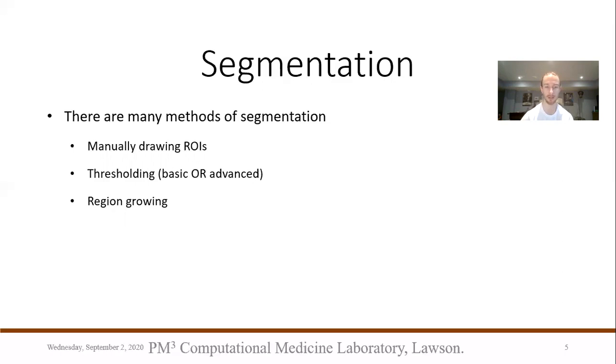Next is thresholding, and this is basically setting a certain brightness value and saying anything above this brightness value is going to be within my desired volume, and anything below is going to be outside of the volume, or vice versa. And there are some slightly more advanced versions of thresholding that I'm not going to get into. This can be a fairly good method for segmentation, but depending on the contrast of your image, it won't always work out perfectly.